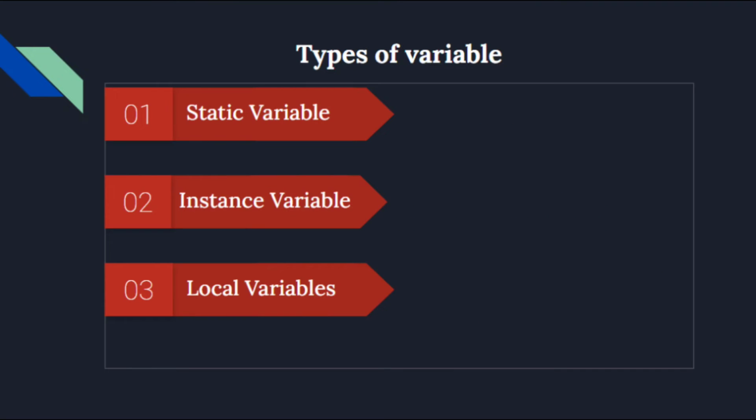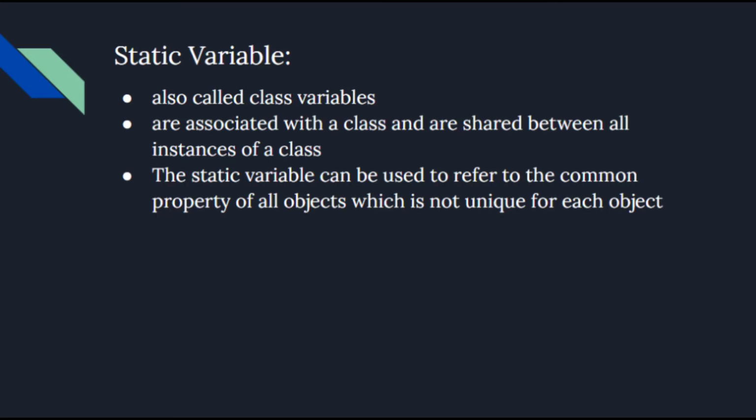You can find 3 types of variables in Java. The first one is static variables. Static variables are also called class variables because they are associated with a class and are shared between all instances of a class. For example, if you create 3 objects of a class and access these static variables, they are shared by everyone, and changes to the variable using one of the objects will be reflected when accessing them through the other. You can access only static variables like this. This doesn't happen for instance and local variables.